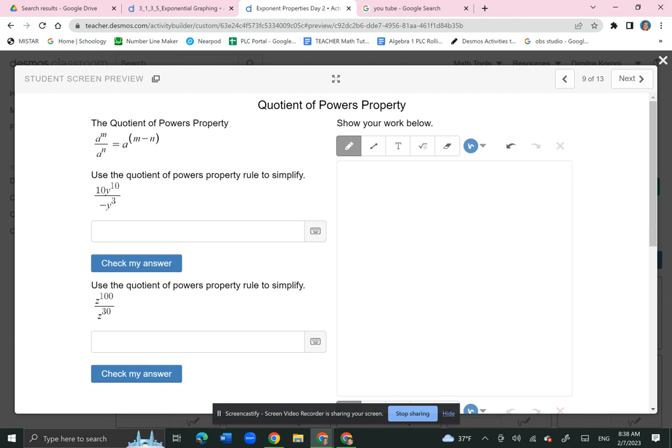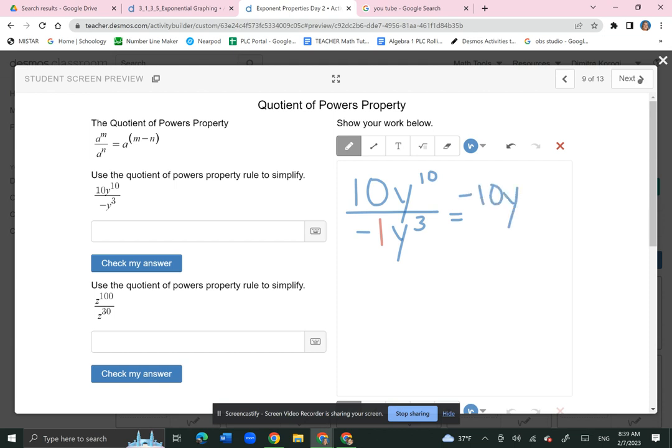All right, let's try this one. So 10 times y raised to the power of 10 divided by negative, and add that understood 1 right there, negative 1 times y raised to the power of 3. All right, so now what we're going to do, 10 divided by negative 1. Again, I'm not changing what your teachers in second grade taught you. So 10 divided by negative 1 is still negative 10.